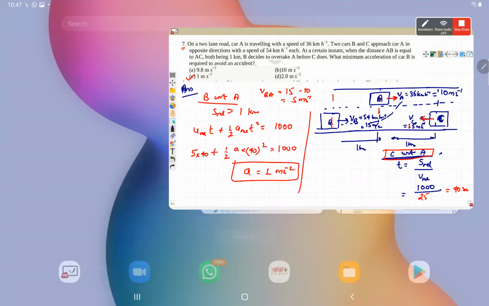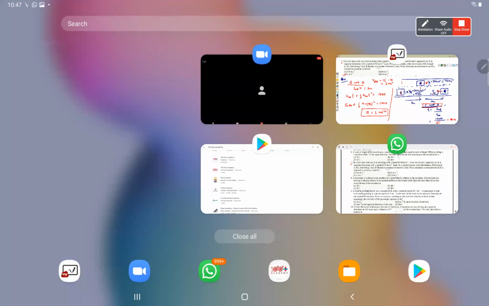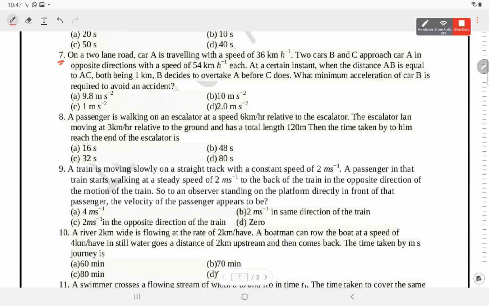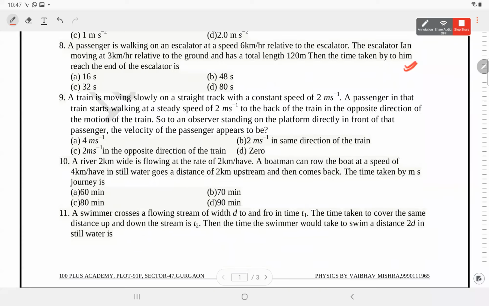Okay. Well, escalator, man walking on it. Okay, so this is same as the river and boat problem. You take escalator as a river and man as a boat. A train is moving slowly on a straight track with constant speed. A passenger in the train starts walking to the back of the train, opposite to the direction of motion, so that an observer standing on the platform sees him directly in front of the passenger.